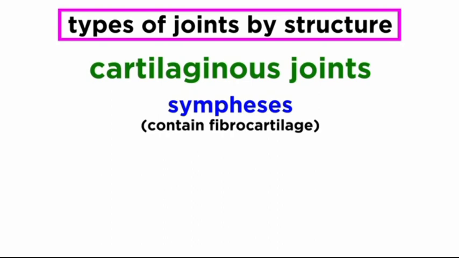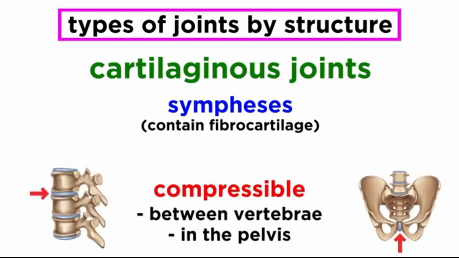The first rib also has one of these between the costal cartilage and the manubrium of the sternum. The other type of cartilaginous joints are symphyses, and these are made of fibrocartilage. This is compressible, so these joints are meant to be shock absorbers. We can find these in between vertebrae and in the pelvis.